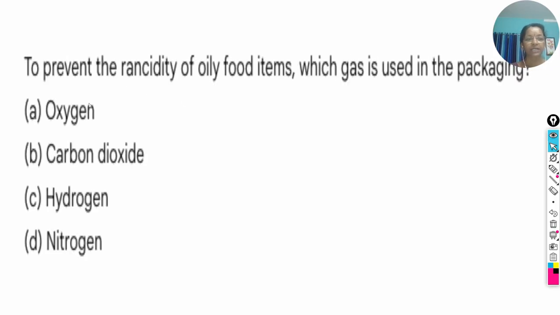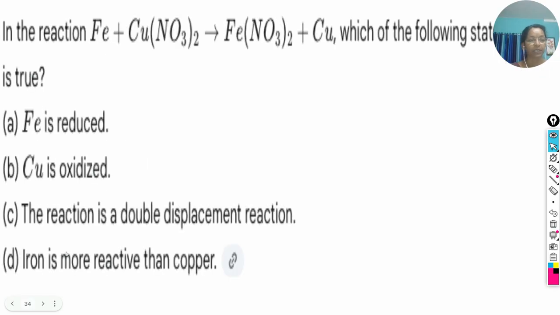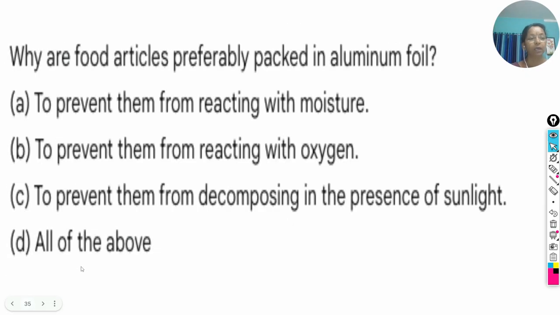Next question. To prevent the rancidity of oily food items, which gas is used? We know the answer is nitrogen. Simple it is. Then in the reaction, iron plus copper nitrate forms iron nitrate and copper. Which of the following statements is true? Iron is reduced, copper is oxidized. Iron is reduced, no. Copper is oxidized, no. The reaction is double displacement, no. Iron is more reactive, that is the correct option. Iron is more reactive, so it can displace copper from copper nitrate. So the correct answer is iron is more reactive than copper.